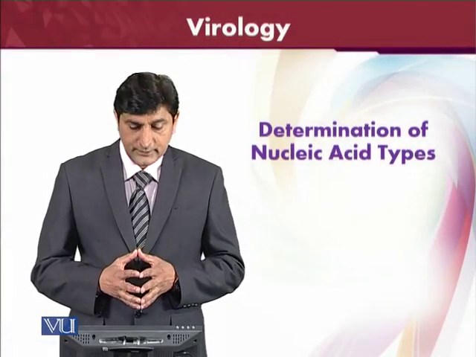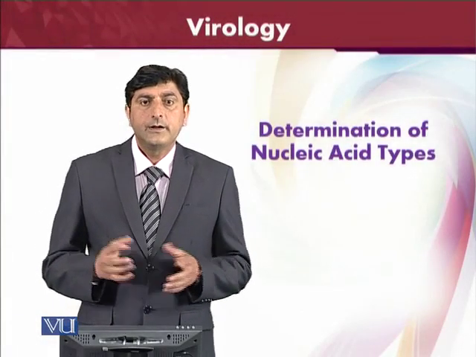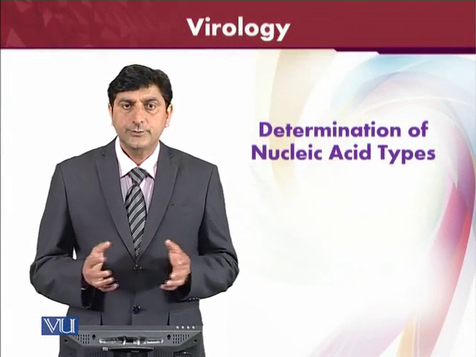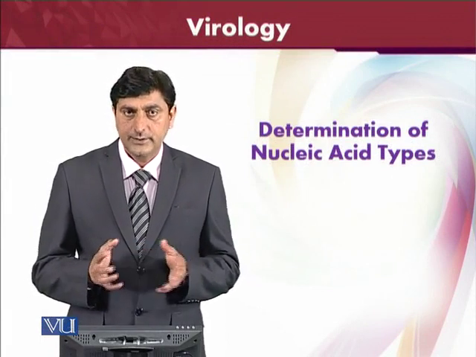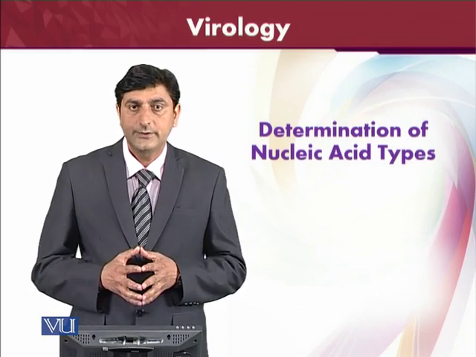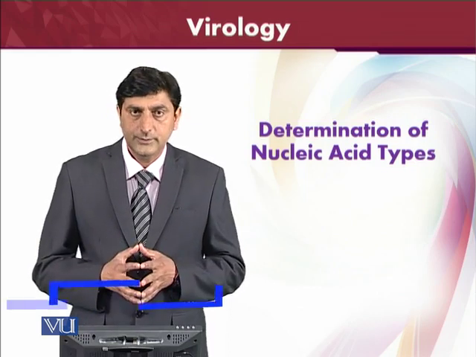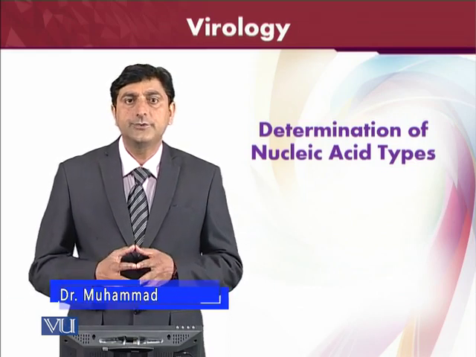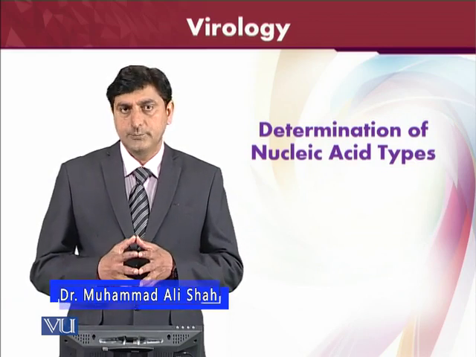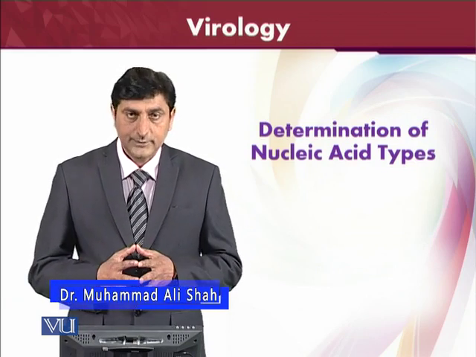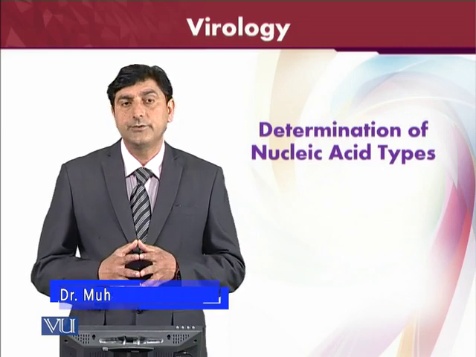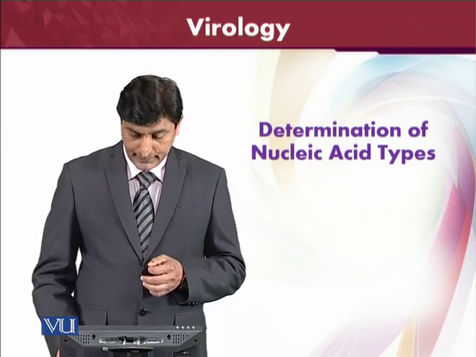So, determination of the nucleic acid type. On the basis of the nucleic acid, of course, we know now that we have different kinds of nucleic acid. There are RNAs, ribonucleic acid, or there is the deoxyribonucleic acid. There may be single stranded or double stranded, both of them. So we can determine the nucleic acid type on the basis of the nucleic acid inhibitors.